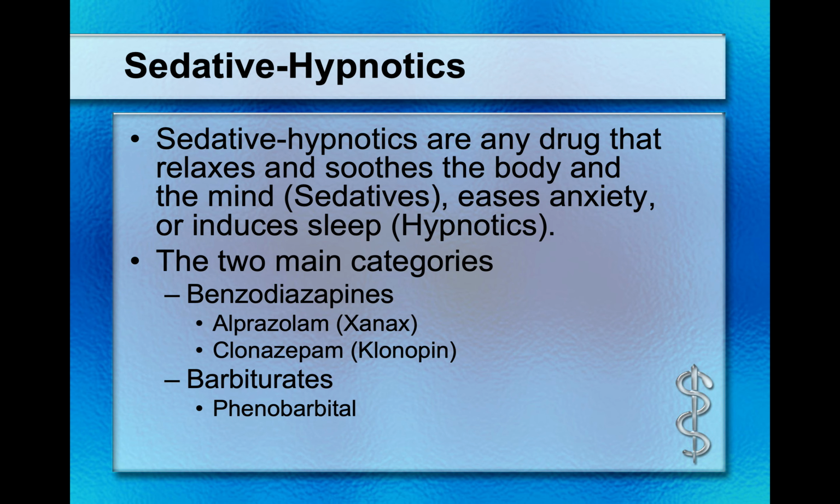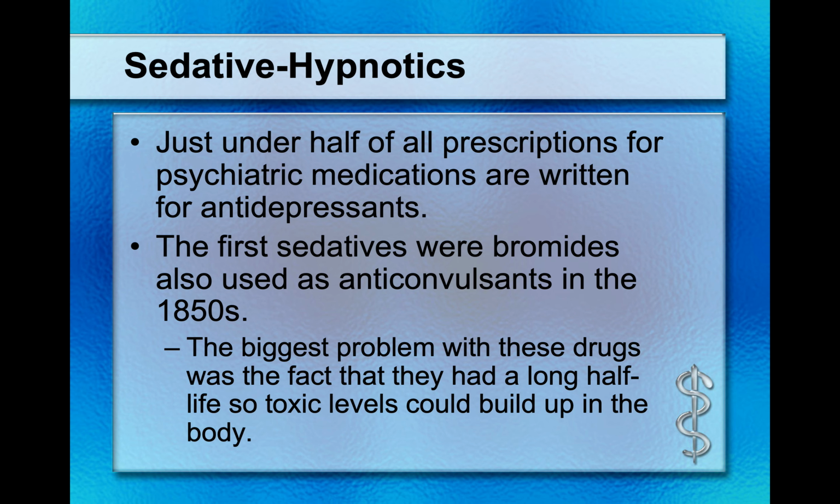The sedative hypnotics are any drug that relaxes and soothes the body and the mind, the sedatives, and eases anxiety or induces sleep, the hypnotics. The two main categories are benzodiazepines and barbiturates. The main benzodiazepines are alprazolam and clonazepam. The common names for them are Xanax and Klonopin. The barbiturates include phenobarbital. The barbitals are the barbiturates. Just under half of all prescriptions for psychiatric medications are written for antidepressants. The first sedatives were bromides, also used as anticonvulsants in the 1850s. The biggest problem with these drugs was the fact that they had a long half-life, so toxic levels could build up in the body.